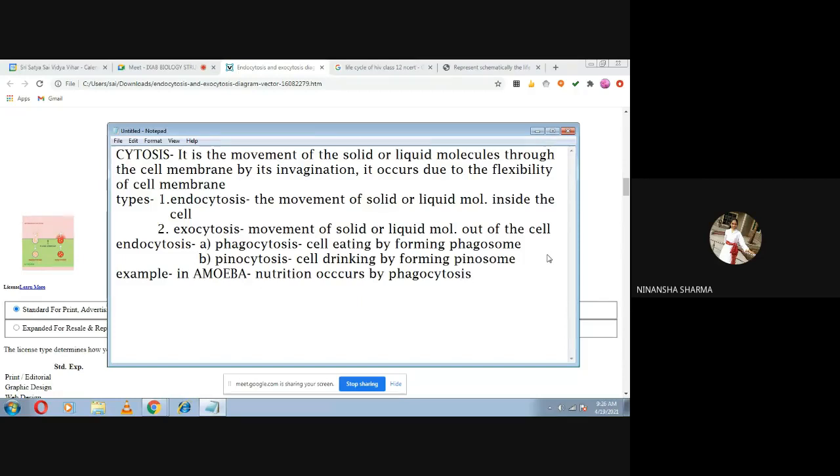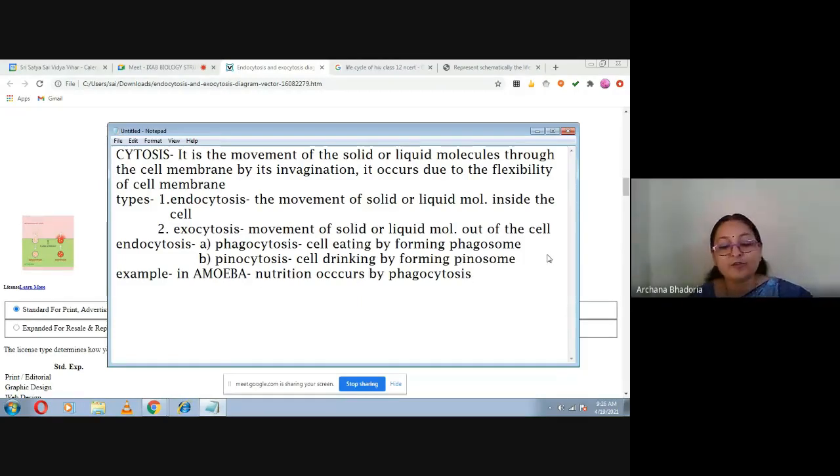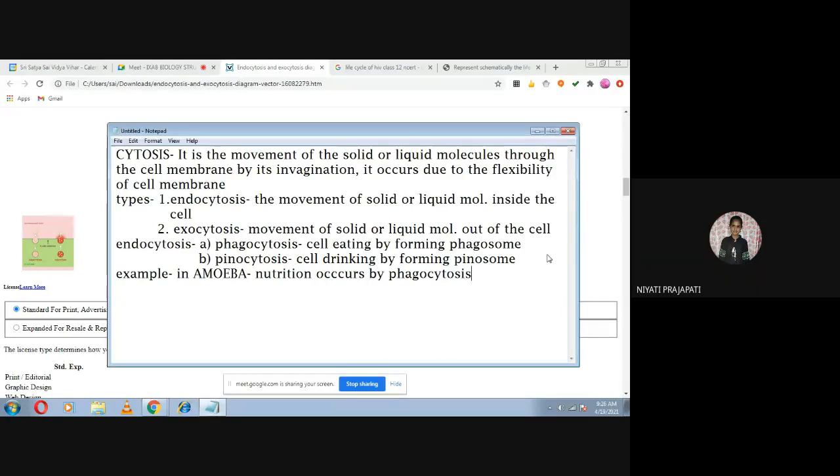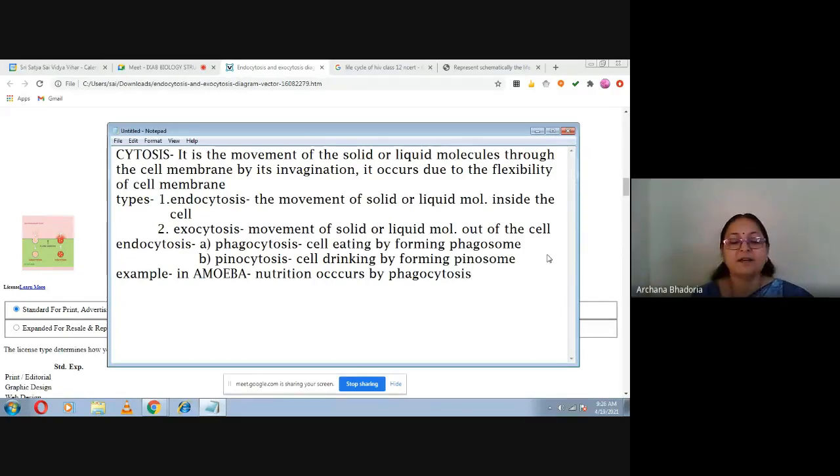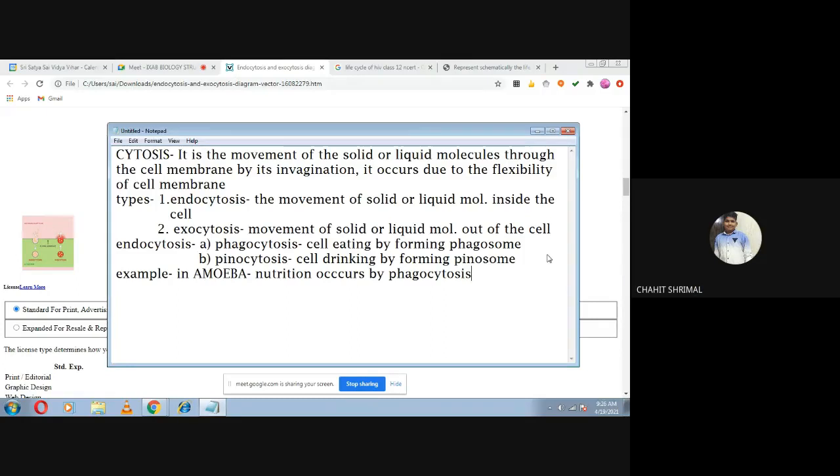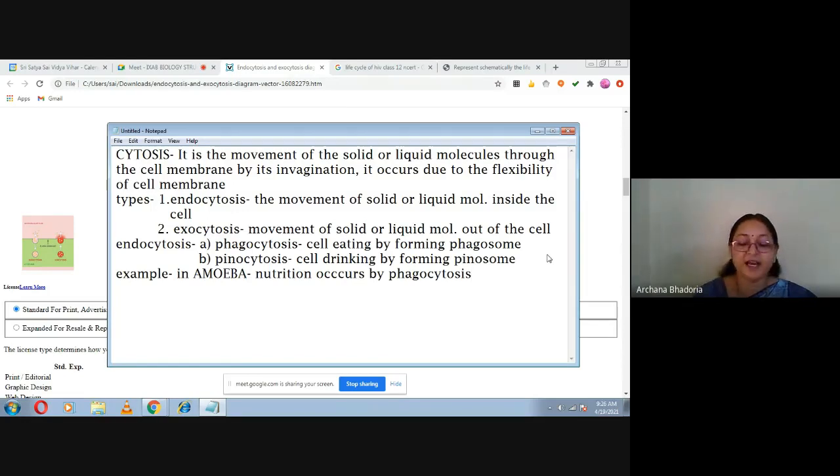Phagocytosis. Why are you calling it phagocytosis, children? Ma'am, cell eating by formation of phagosome. The solid food is going inside the amoeba. Okay, the cell is eating, so you call it phagocytosis.